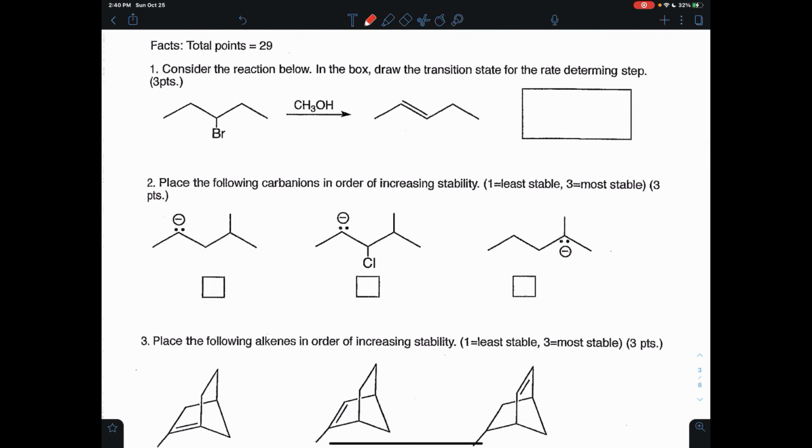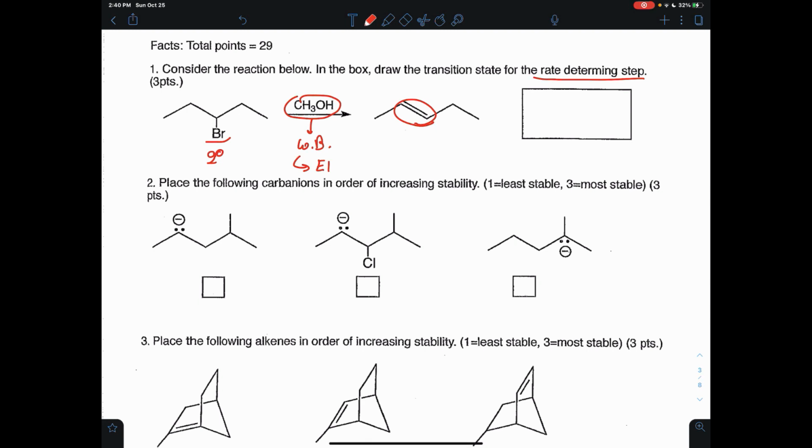Consider the reaction below in the box. Draw the transition state for the rate determining step. Alright, so the first thing that you want to notice here is that you have to determine if this is going to be an SN1, E1, SN2, or E2. So the first thing you notice is that this is a weak base. It's a secondary, and you notice at the end that there's a double bond. So you know that this has to be an E1.